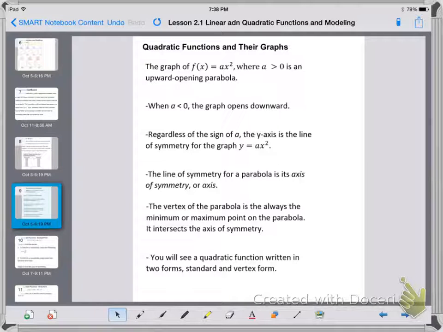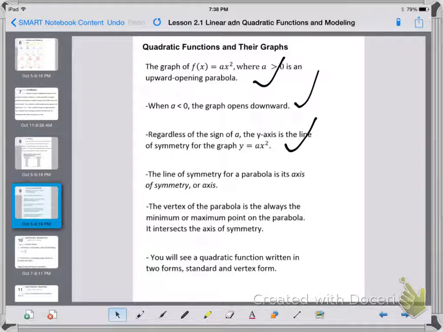Now we're going to jump around a little bit here. We're going to talk about quadratic functions and their graphs. Here's a little bit of review. The graph of f of x equals ax squared, where a is greater than 0, is an upward opening parabola. When a is less than 0, the graph opens down. Regardless of the sign of a, the y-axis is a line of symmetry for the graph y equals ax squared.